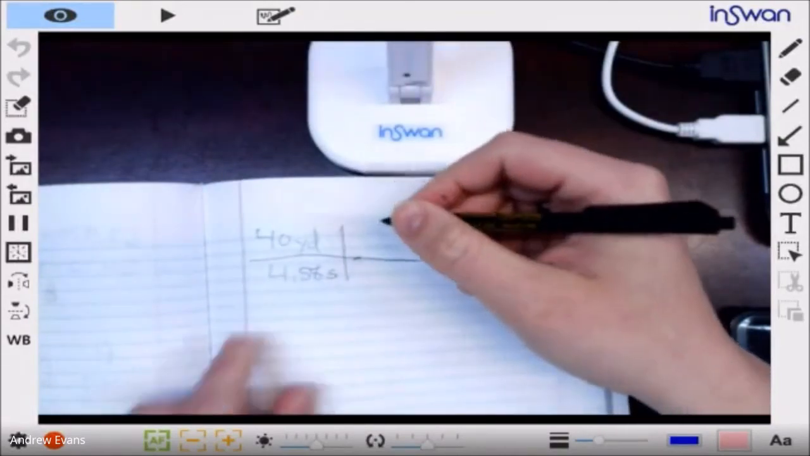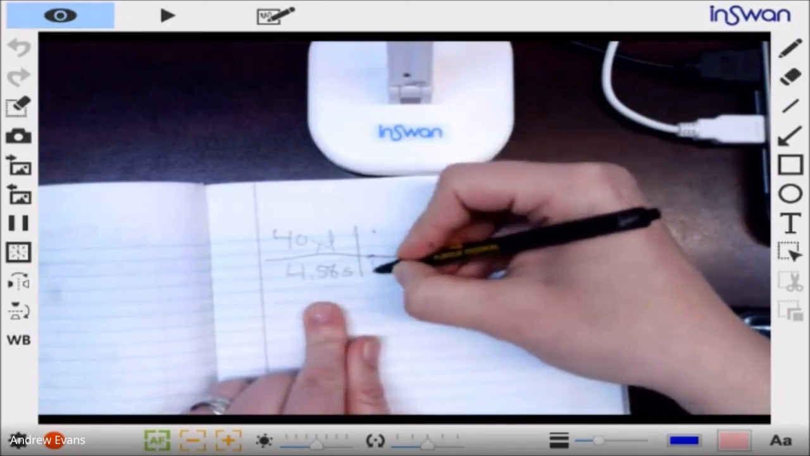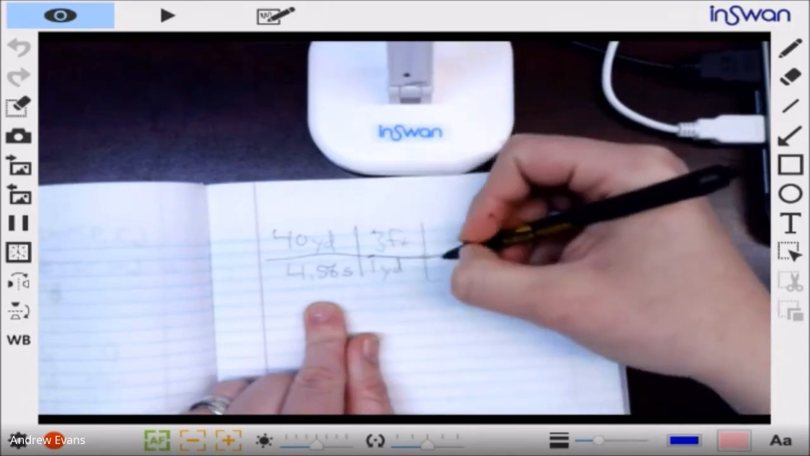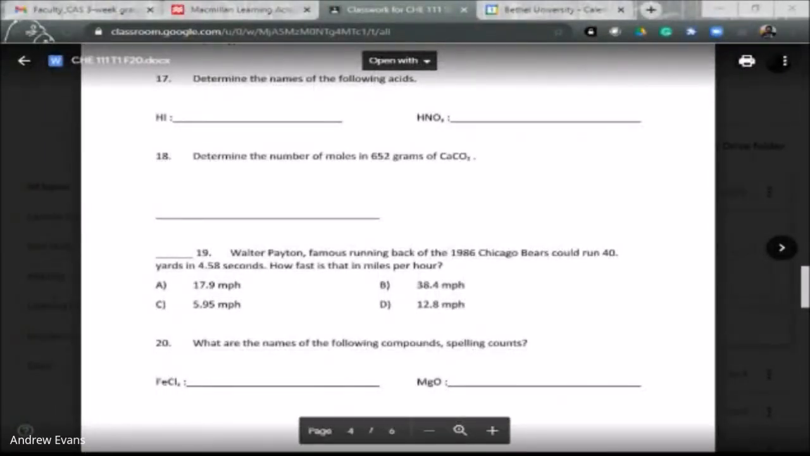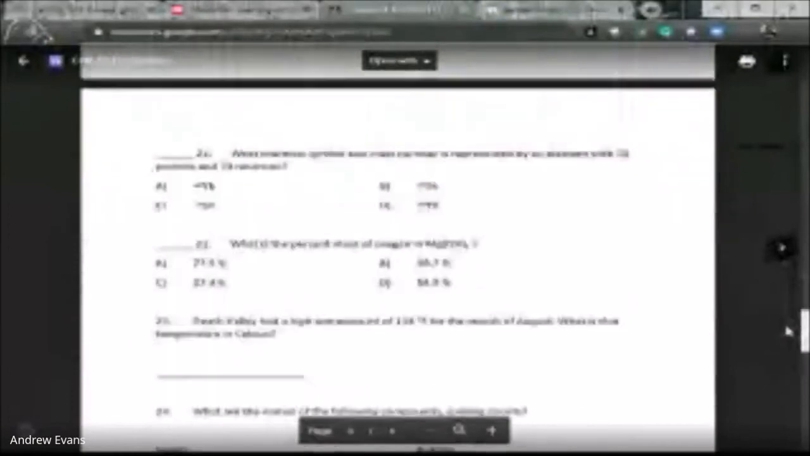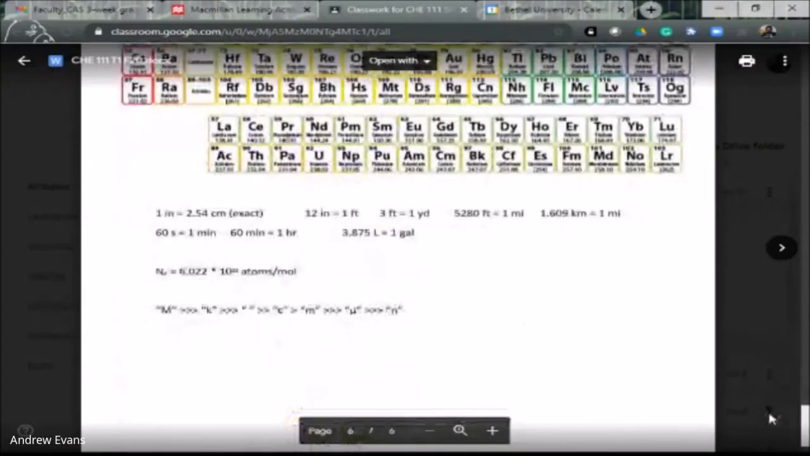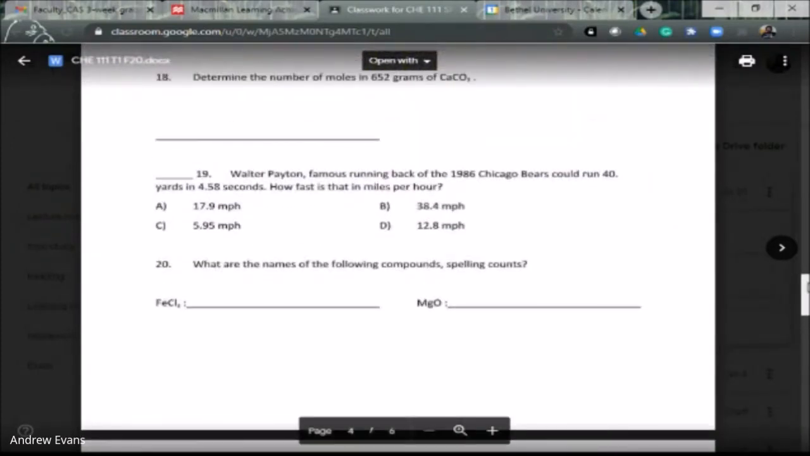So I'm going to go from yards to feet to miles. So in 1 yard, there is 3 feet. And in 1 mile, God, I can't remember this conversion. Kind of embarrassing. Oh my God, I gave way too many problems on this. I thought I was almost done. It's 5,280 feet.